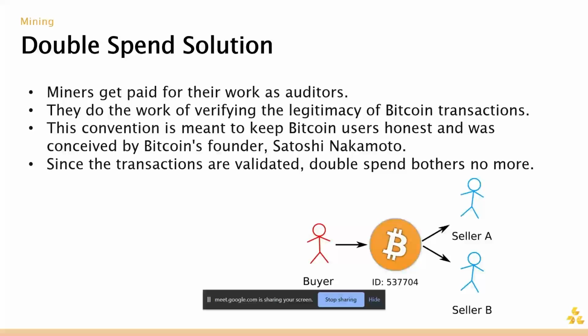Whenever you mine a block, you verify certain transactions which come under that block. So you have to check that if I have sent someone two bitcoins, I am not sending the same two bitcoins to another one. इसमें दिया फोटो में कि एक बायर है, वो सेलर ए को भी दो बिटकॉइन दे रहा है, सेलर बी को भी दो बिटकॉइन दे रहा है. इससे बचने के लिए बिटकॉइन माइनर्स जो होते हैं उन लोग को ट्रांजेक्शन वेरीफाई करना पड़ता है. और सतोशी नाकामोटो ने बताया था ताकि डबल स्पेंड ना हो. और since transactions are validated, double spend borders no more. अब माइनर ने ट्रांजेक्शन वेरीफाई कर लिया है तो अब डबल स्पेंड का खतरा चला गया है.